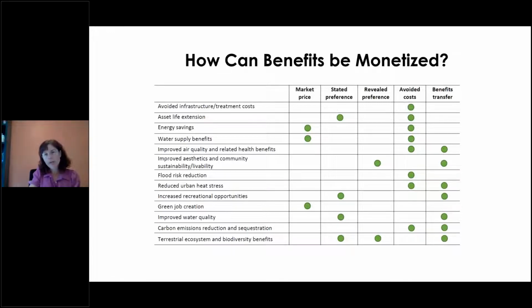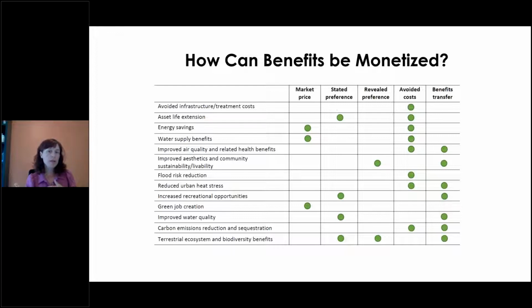There are two primary original valuation methods. One's called stated preference and one's called revealed preference. With stated preference, we go out and ask people what they'd be willing to pay for a certain benefit or attribute. For example, would you be willing to pay more on your water bill for a project that creates green jobs compared to one that doesn't? Revealed preference studies look at data on consumer choices and try to isolate the extra amount that they're willing to pay for a certain attribute. For example, a home that has green infrastructure-based landscaping, and we can isolate the value associated with it.